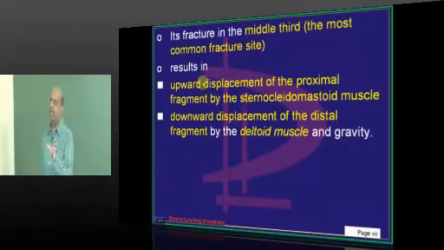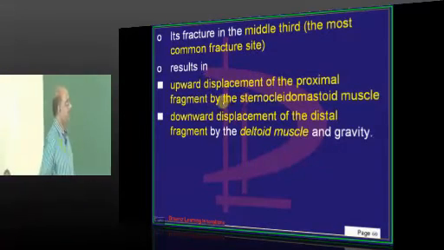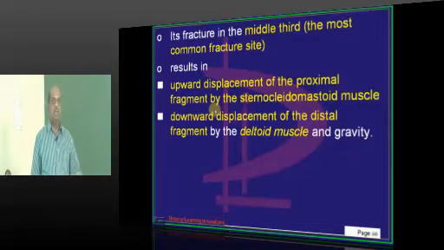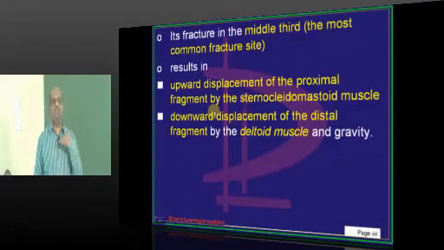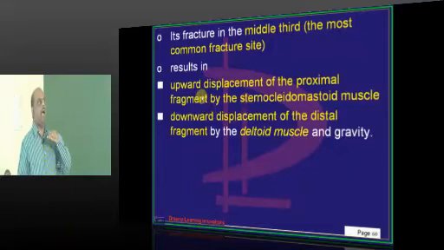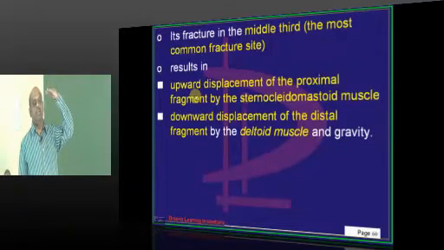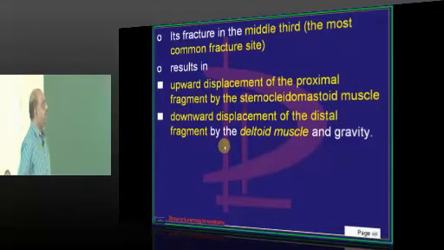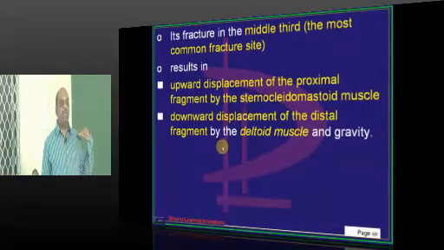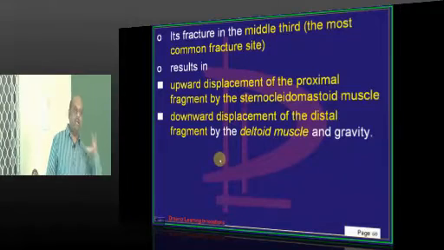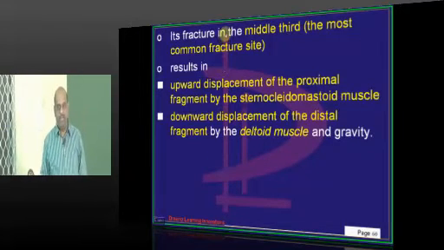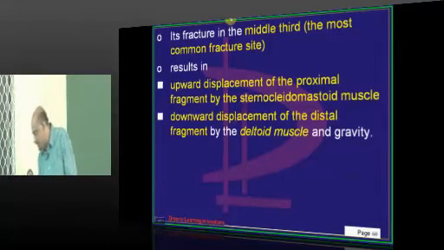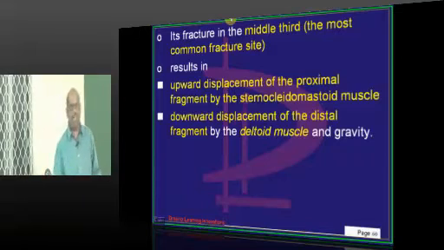Whenever the fracture occurs, what will happen, doctor? The proximal fragment will have an upward displacement because of the pull of the sternocleidomastoid, and the distal fragment will have a downward displacement because of the pull of the deltoid. That is what typically happens whenever there is a fracture.